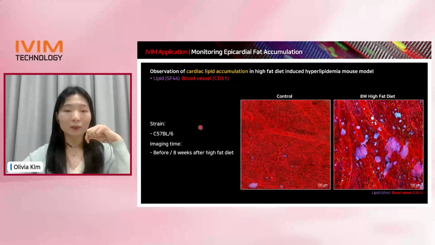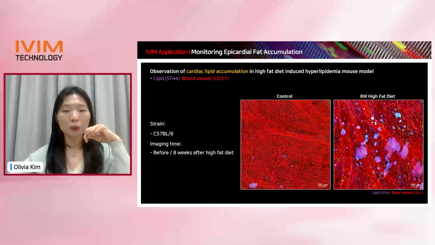Here we used B6 mice and fed them a high-fat diet for 8 weeks. To assess lipid droplet accumulation, we stained the lipids using SF44 dye and labeled the blood vessels with CD31 antibody, followed by intravital imaging. In this image, the red signal indicates blood vessels, and the purple signal represents lipid droplets. When comparing the control group with the 8-week high-fat diet group, lipid droplets are barely observed in the control conditions. However, after 8 weeks of high-fat diet, a substantial accumulation of lipid droplets is clearly visible.